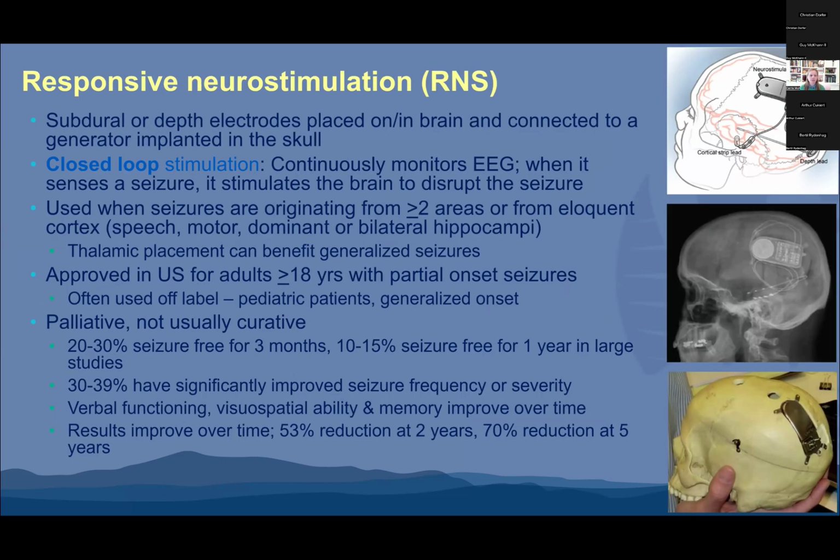So the responsive neurostimulator is a closed loop stimulation, which is what makes it different from DBS, which I think people are probably more familiar with. It continuously monitors the EEG. When it senses the seizure, it stimulates to disrupt the seizure. It's currently approved in the US for focal seizures for patients over 18 years old, but it is often used off-label for generalized onset or for younger patients.